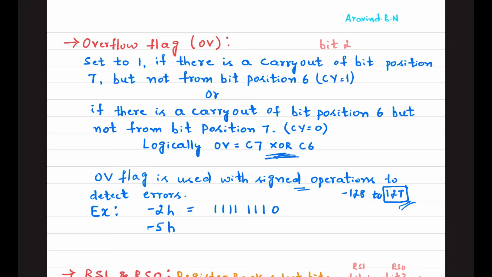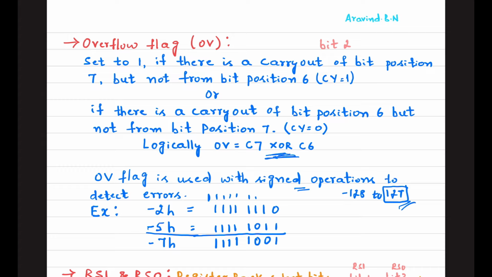Minus 5h is given by 1111 1011. Now add these two. Here it is 1, then 1 and 1 with a carry, and again 1 and a carry, 1 and a carry, and 1 and a carry, 1 and a carry over here. Right, and this value is equal to -7h.